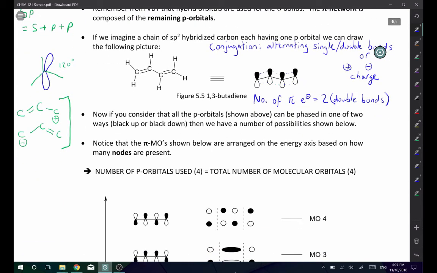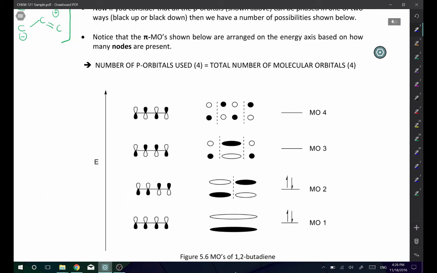So we need to consider the combination of these molecular orbitals, and the one thing we want to know is how many nodes each molecular orbital contains. And that's our guideline for constructing molecular orbitals for pi systems. So here we have it. We have 4 different p orbitals. So the number of p orbitals used, 4 in this case, must equal the total number of molecular orbitals, which is 4 again. This mirrors what we saw in the previous component. The number of molecular orbitals can never increase or decrease. It must be conserved. And as we saw before, the number of electrons must be conserved as well.